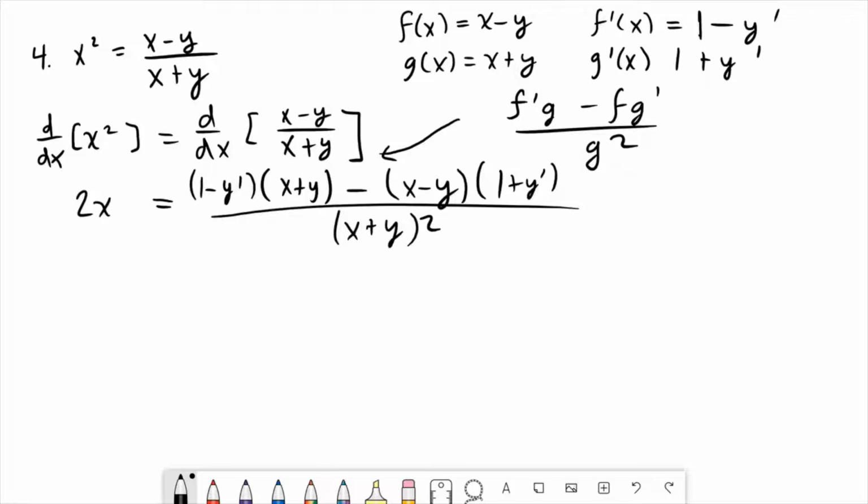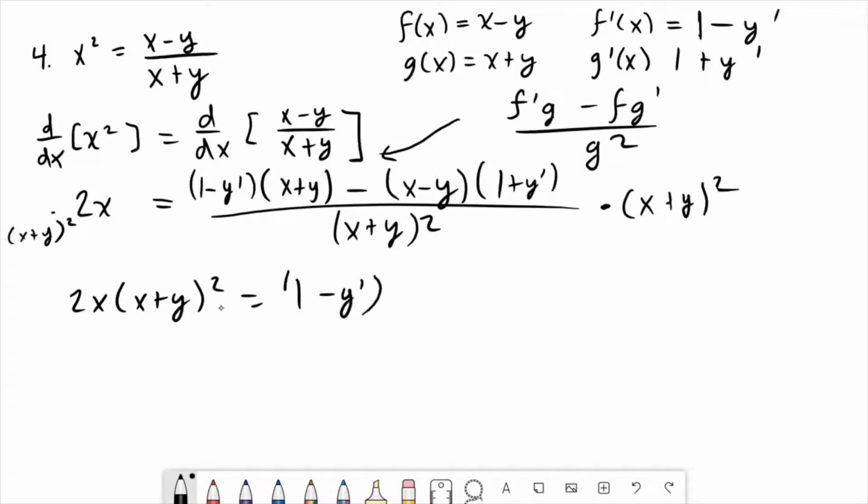Now the next step of implicit differentiation is to solve for y prime. That looks kind of complicated because y is here and in a fraction. So let's make things easier to look at and just multiply both sides by the denominator, right? In other words, it's 2x, x plus y squared is equal to 1 minus y prime multiplied by x plus y, minus x minus y times 1 plus y prime.